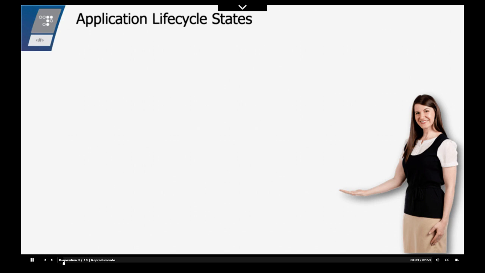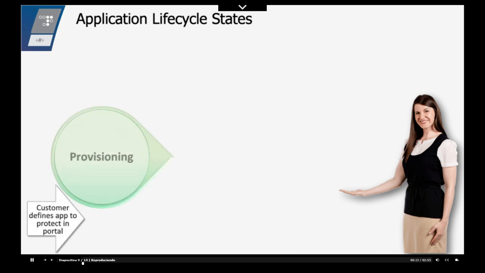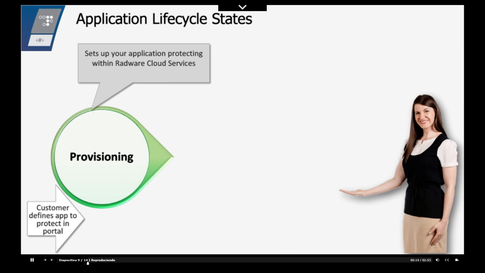When setting an application up on Radware's Cloud WAF, it undergoes three states: provisioning, learning, and protecting. After you configure your application, the application goes into the provisioning state. This means that the setup for protecting your application is built within Radware Cloud Services. This process typically takes a few minutes, but may take up to a few hours to complete. When the application is in the provisioning state, the parameters of the application settings in the portal are read-only.